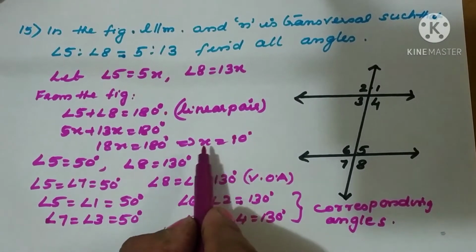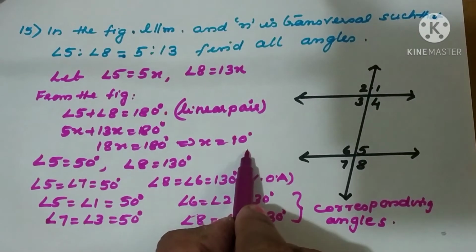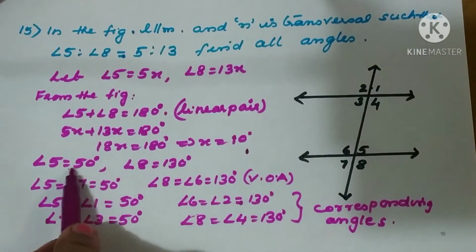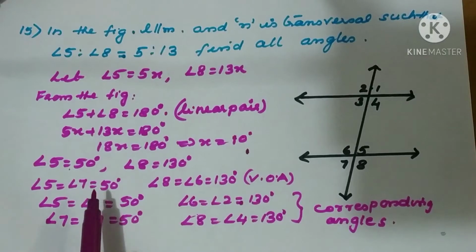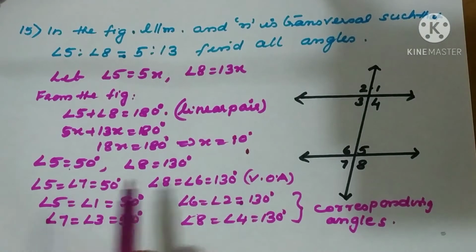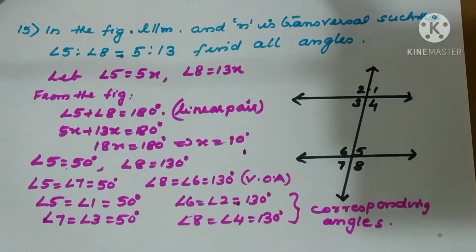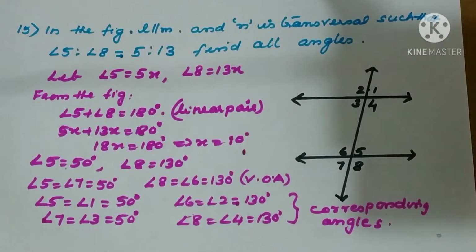So one step is completed here. Next, the values of 5 and 8 are to be written, then again angle 5 and 7, angle 8 and 6 are to be written. Next step is like this. Each carries marks, so don't skip the steps. I will say it again: don't skip the steps. Don't write the direct answers. You will not get the marks.